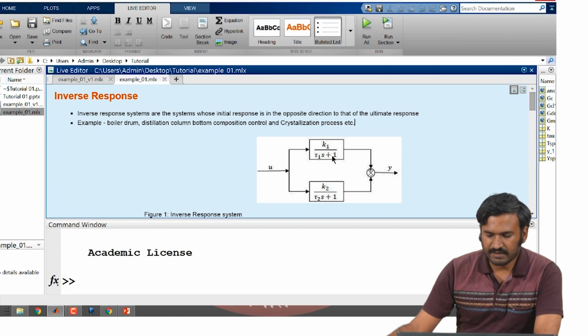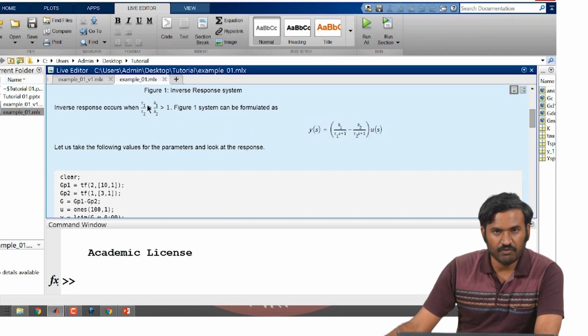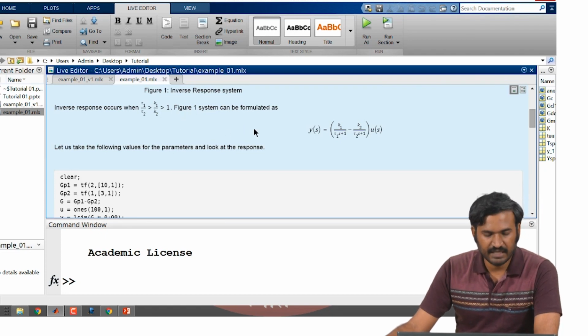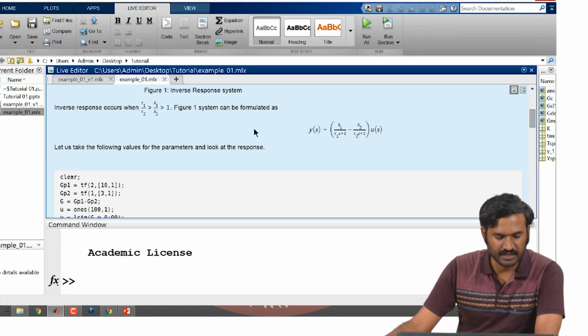Let's take a configuration which is given in the picture here. We have k1 by tau 1 s plus 1 and k2 by tau 2 s plus 1, and these are subtracted together to give y. Now, if this is the transfer function of the system and we have tau 1 by tau 2 greater than k 1 by k 2 greater than 1, then the system shows an inverse response.